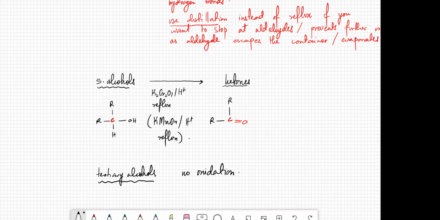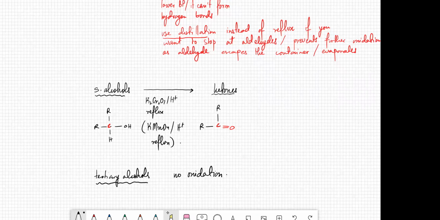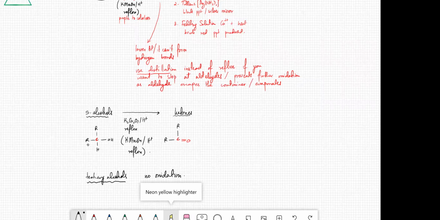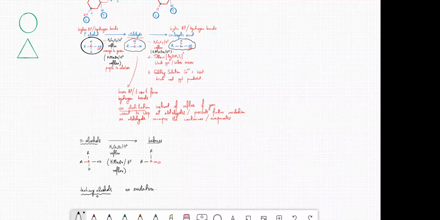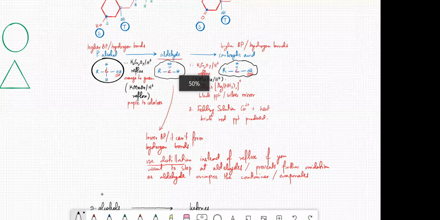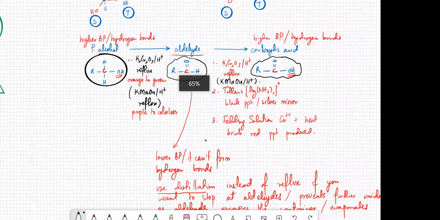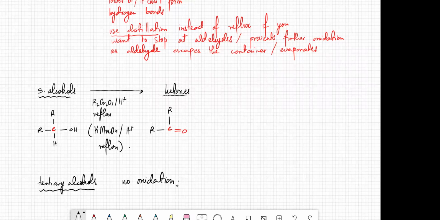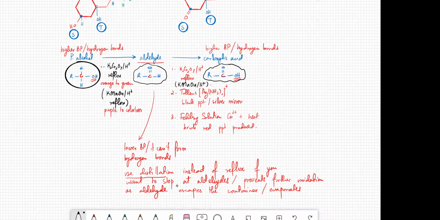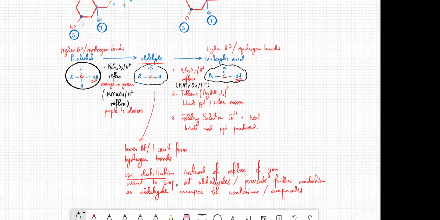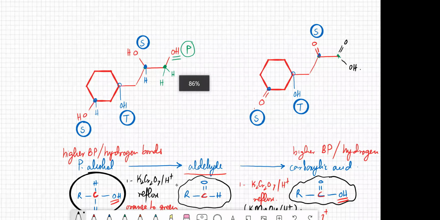So you've got three types of alcohols. You've got primary alcohols, secondary alcohols, and tertiary alcohols. Primary alcohols will get oxidized to aldehydes, and they'll further get oxidized to carboxylic acids. Secondary alcohols will turn into ketones, and tertiary alcohols will have absolutely no oxidation whatsoever. Okay? So remember this. I'll do another example.